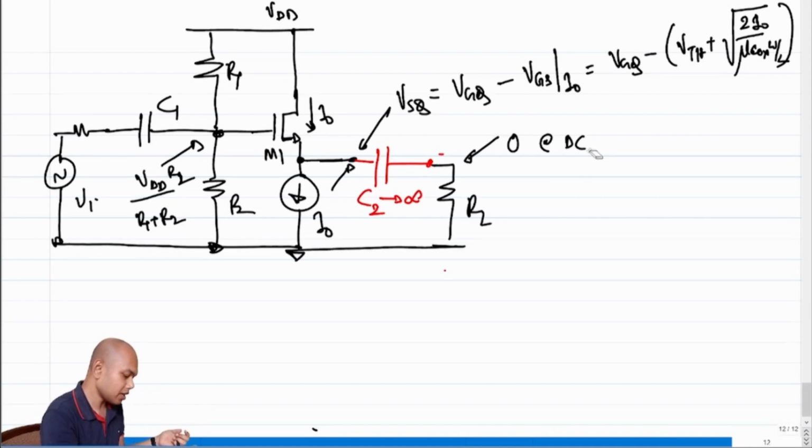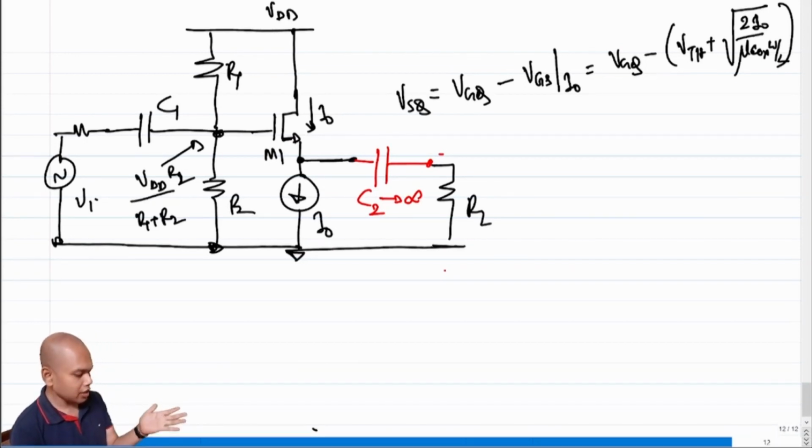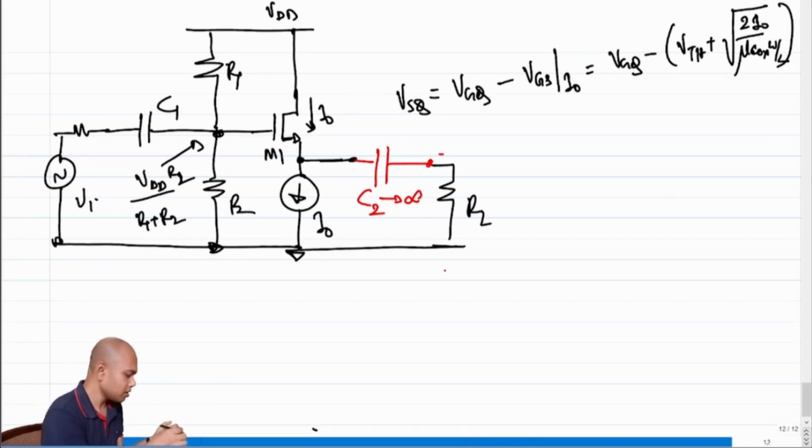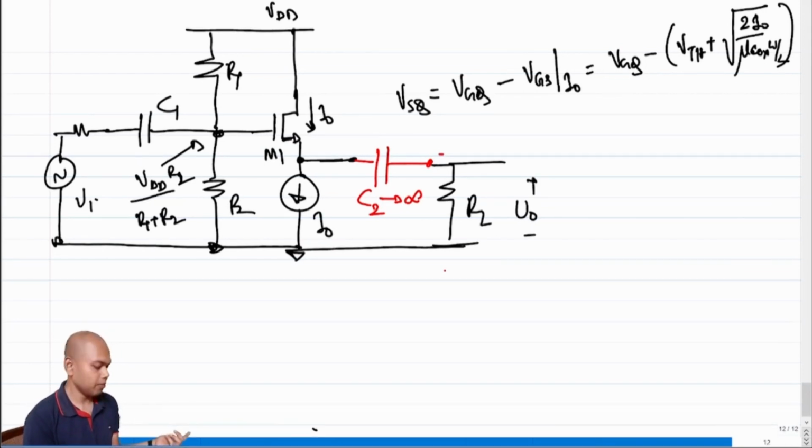So at AC, what is the condition? At AC, the capacitor is supposed to act as a short. Since the capacitor is supposed to act as a short, then in the AC picture, RL gets connected to the source of M1, correct? So now this seems to be our common drain amplifier. So far so good, but what about the value of C2? Again the same old problem, right? We cannot really put an infinite capacitor.